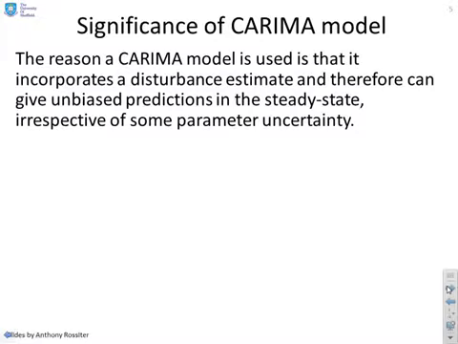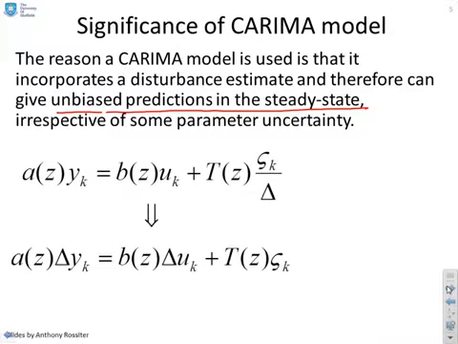What's the significance of the CARIMA model then? The reason we're using the CARIMA model is because the way it incorporates the disturbance estimate means we can get unbiased predictions in the steady state, and that's also irrespective of parameter uncertainty. So how do we do this?